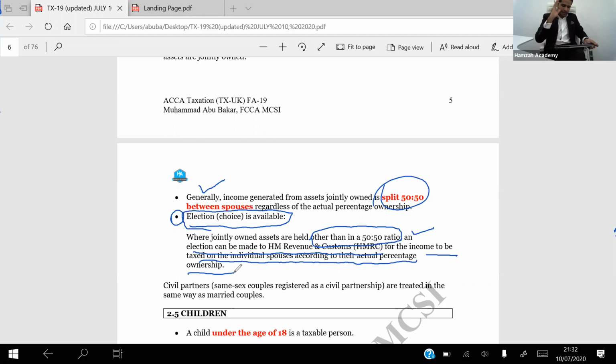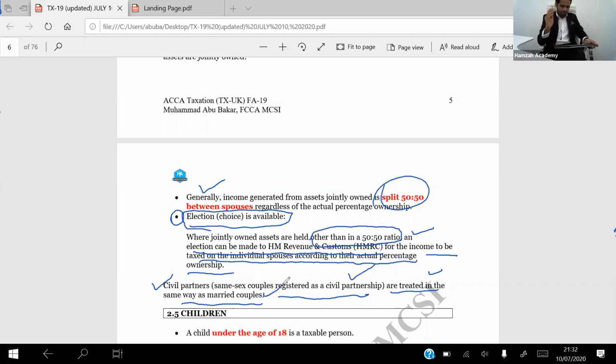This is what the law says. Again, civil partners, same-sex couples registered as a civil partnership. As I mentioned before, do not confuse yourself. Even if there is a modern terminology which doesn't really apply in our countries, it doesn't mean it will not apply in UK. In UK, it's legal and they are treated the same way as married couples. So don't worry about that part.